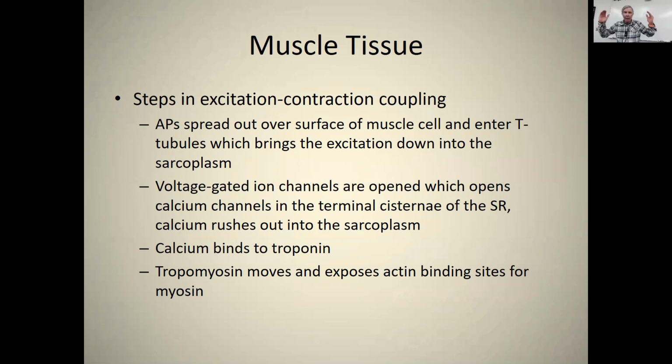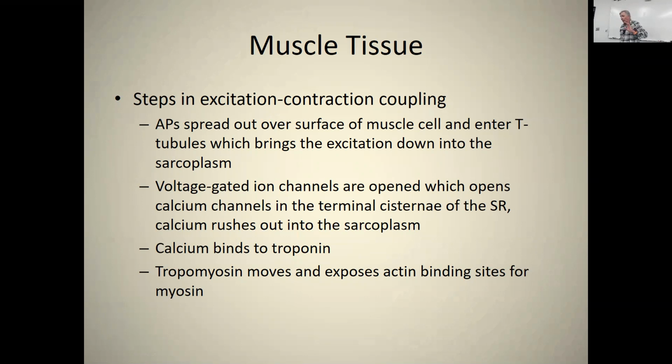As I mentioned, the action potential is spread out over the sarcolemma. It goes down into the T tubules, so it brings the excitation down into the sarcoplasm. Voltage-gated ion channels are opened, which open calcium channels in the terminal cisternae of the sarcoplasmic reticulum. Calcium rushes out into the sarcoplasm, and then calcium binds to troponin.